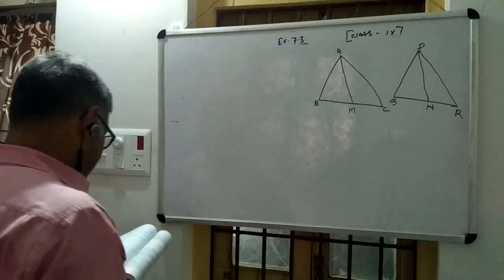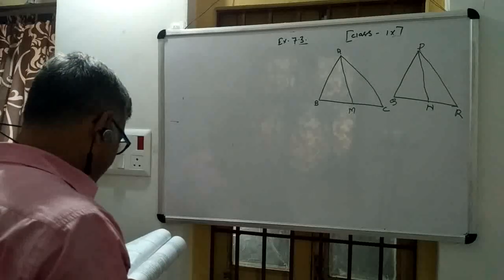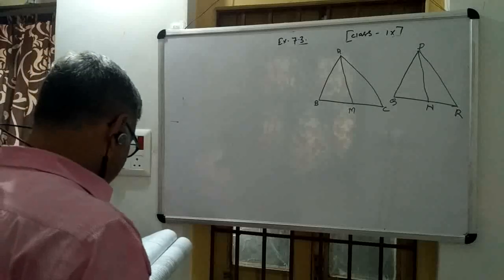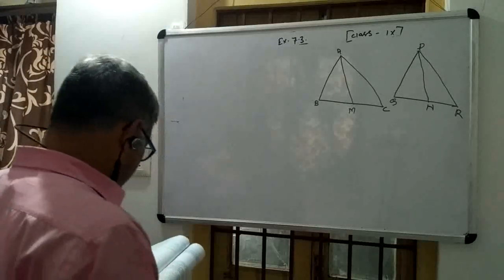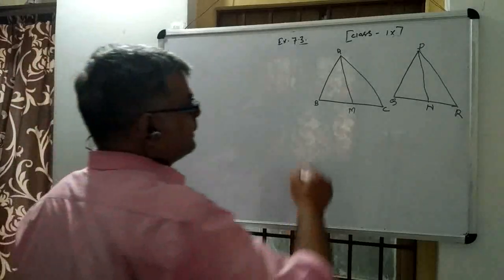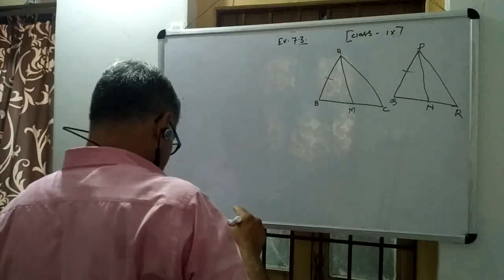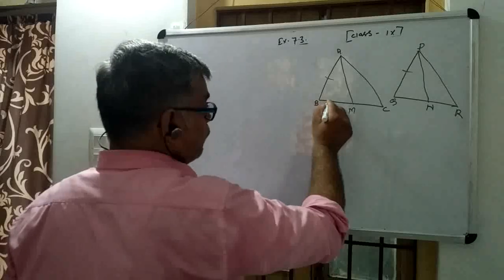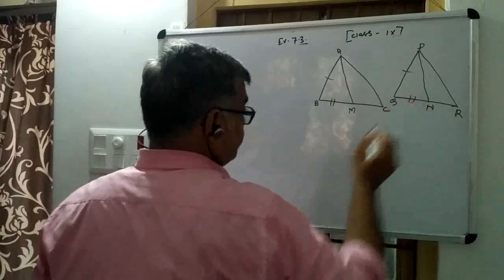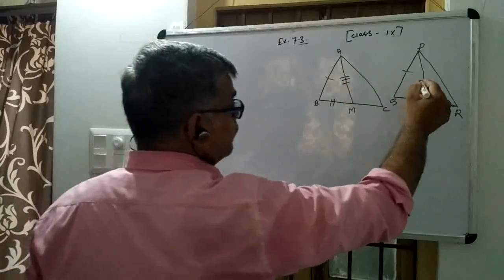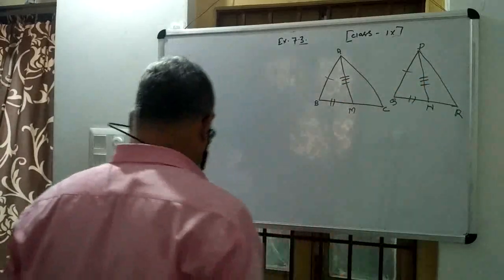Two sides AB and BC and median AM of one triangle ABC are respectively equal to PQ, QR and median PN of the other triangle. It means AB is equal to PQ, BC is equal to QR, and median AM is equal to PN of the two triangles.